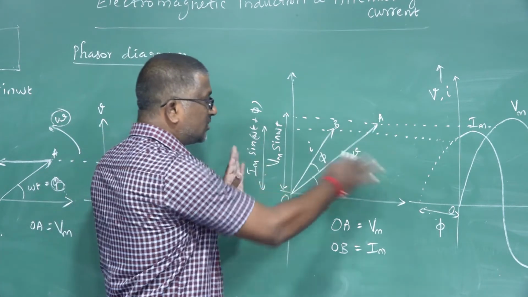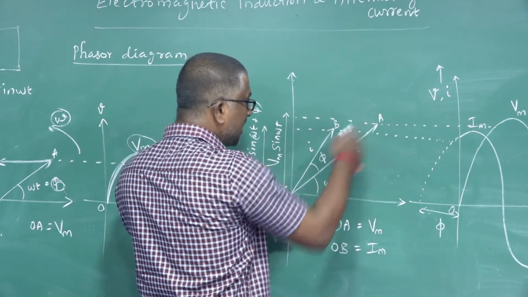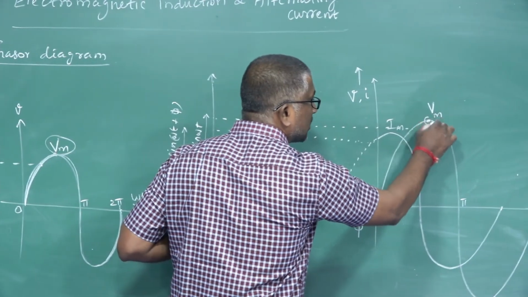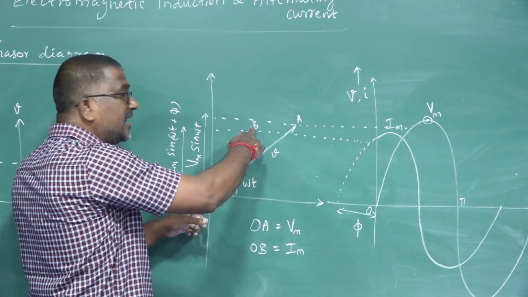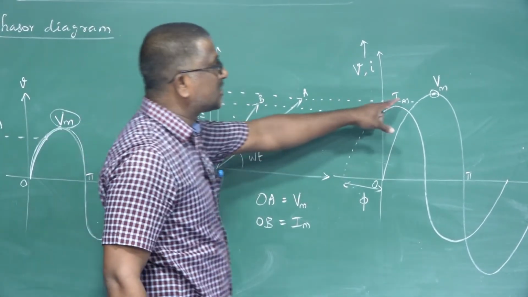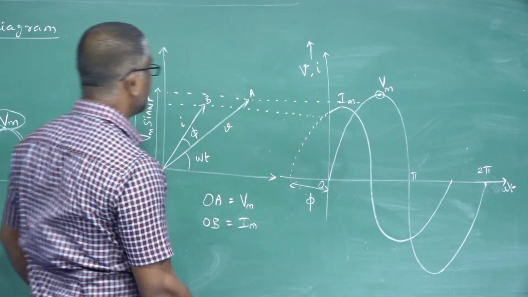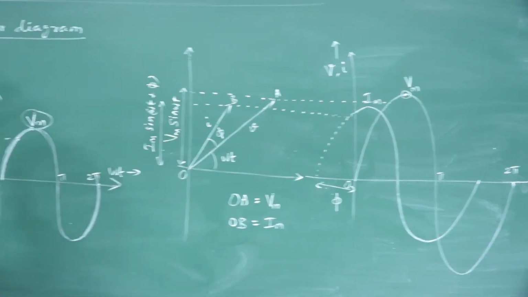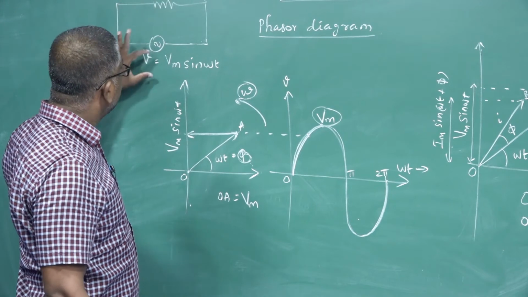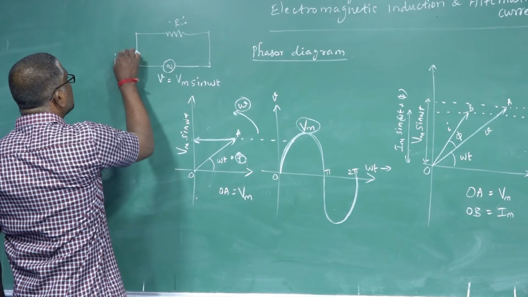So in this phasor diagram, this is the voltage phasor. It is represented by OA. The length of the segment gives the maximum value of the sinusoidal alternating voltage. And OB is a current phasor. Here OB represents the maximum value of the sinusoidal alternating current. Suppose the alternating voltage V equals Vm sin omega t is applied to the given AC circuit. If the alternating voltage is applied to the given circuit, an alternating current flows in the circuit.